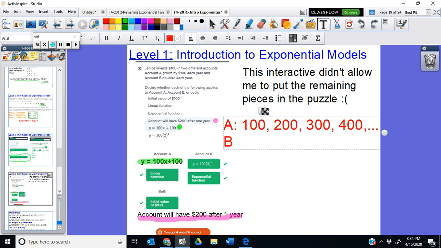Then if you look at account B, you start with 100, but then it doubles. Well, what's 100 times 2? Well, that's 200. So the first 2 years, they look the same, but here's where exponential growth starts growing. Here we go. What's 200 times 2? 400. So what's 400 times 2? 800. So notice that by the 4th year, you have twice the amount of investment as you did if you started with option A. It just took 4 years to double what that value was.